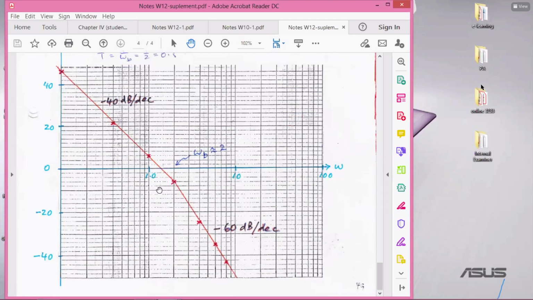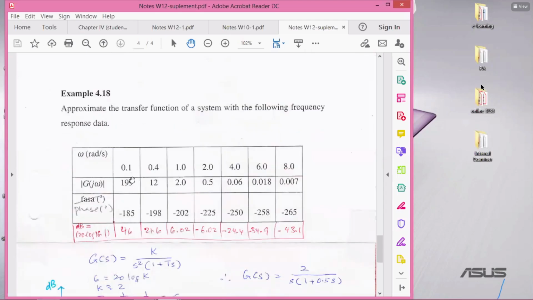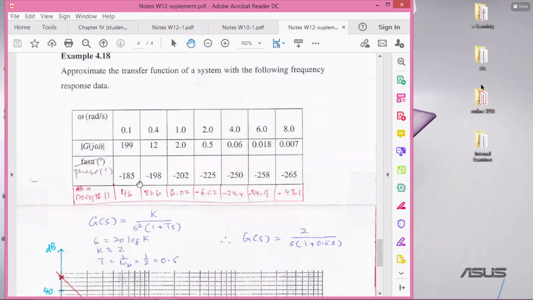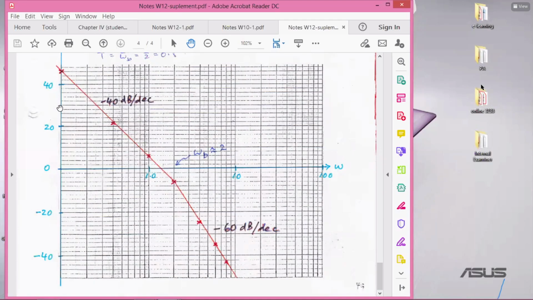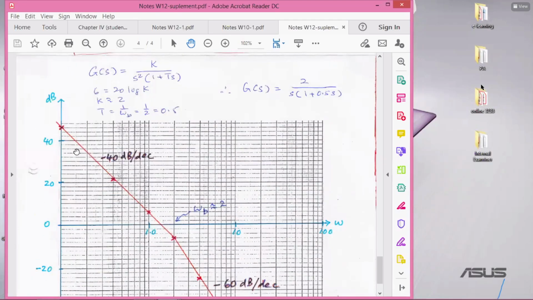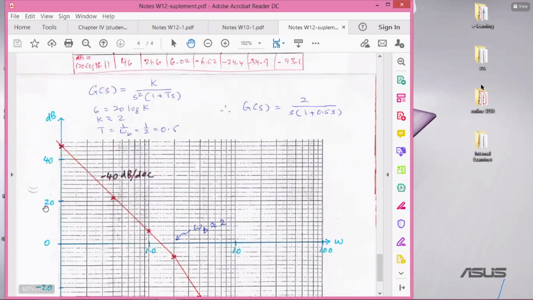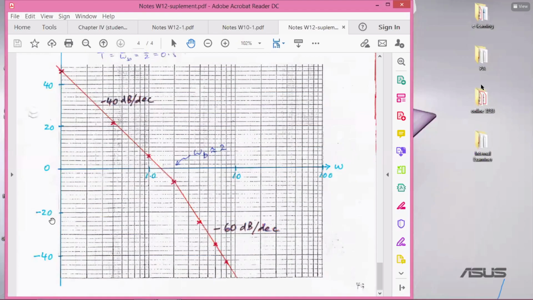Okay, now take a look at my frequency axis. So there is 1, there is 10, there's 100. So the value of frequency here is 0.1. Okay, so your first point, frequency 0.1 at 46 decibel. 46 decibel is 20 log 199. Frequency 0.1. So this is 0.1. So that's 46. So this is the vertical axis. 0 decibel, 20, 40, negative 20, negative 40.